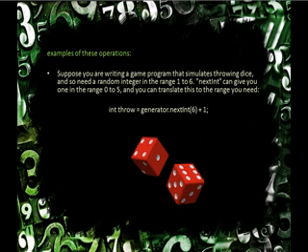Here are some examples of these operations. Suppose you are writing a game program that simulates throwing dice and need a random integer in the range 1 to 6. nextInt can give you an integer in the range 0 to 5, and you can translate this to the range you need.